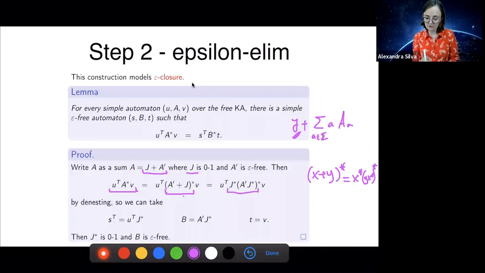And using the denesting rule, you end up with an expression in which you can eliminate the J. Because what do you have? You can take the S to be the U times J star, and you can take the B to be A prime J star, and you can take T equals V. But the point is, J star is a matrix with just zeros and ones. And when you multiply by a matrix that already is epsilon free, you end up with something that is epsilon free. And here, again, the only thing you do is select: you have a matrix that has zeros and ones, and you're selecting states from U to be the initial states of the new automaton. So this is how epsilon elimination works axiomatically.